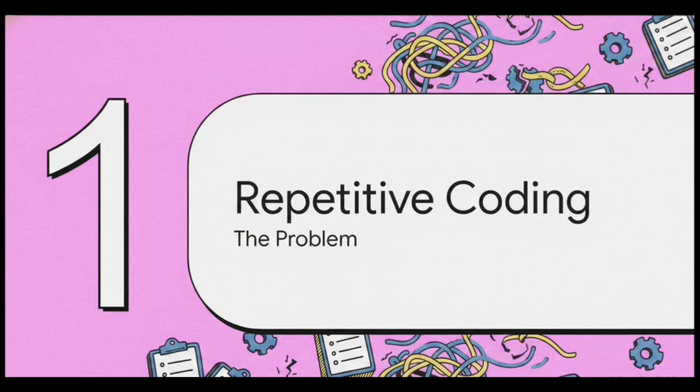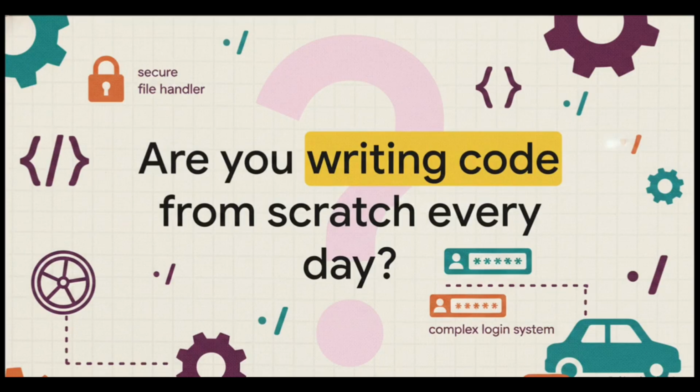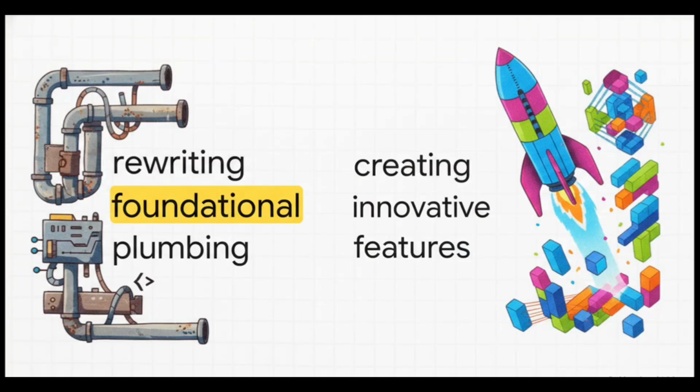The problem with repetitive coding. Okay, just imagine having to write the exact same code totally from scratch every single day. Sounds absolutely exhausting, right? Think about having to reinvent the wheel every single time you want to build a car. In programming terms, that would be like rewriting a complex login system, or maybe a secure file handler from the very beginning every time you start a new project. It's tedious, it's slow, and honestly, it's just a terrible way to work. So the core philosophy of modern software development is pretty simple. Stop rewriting and start reusing.